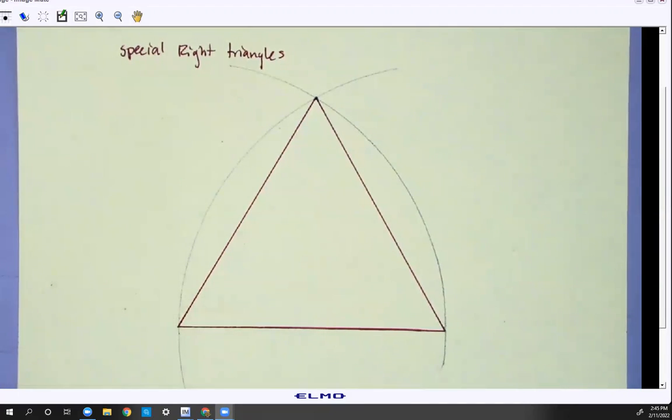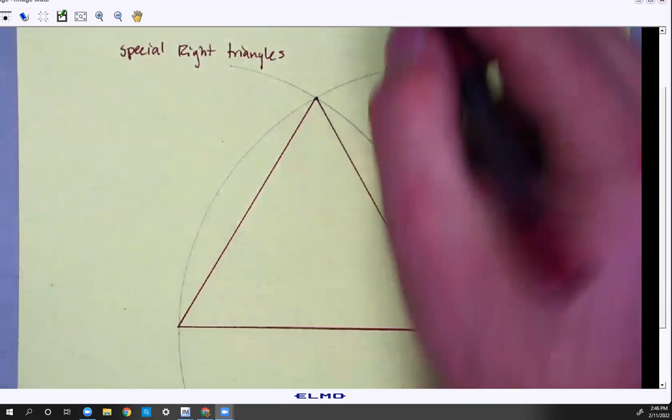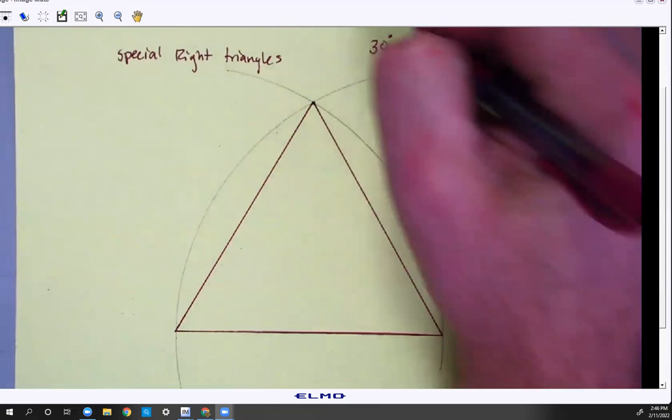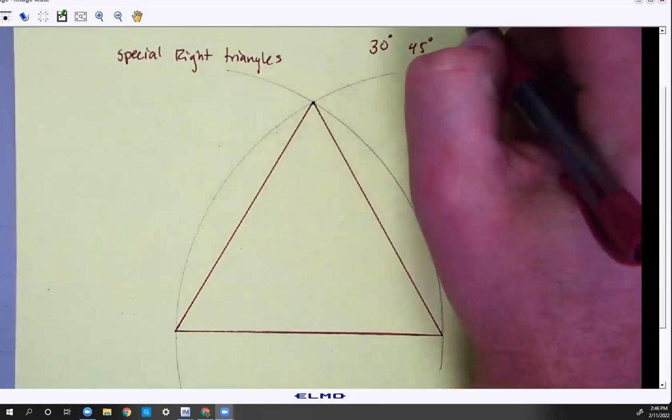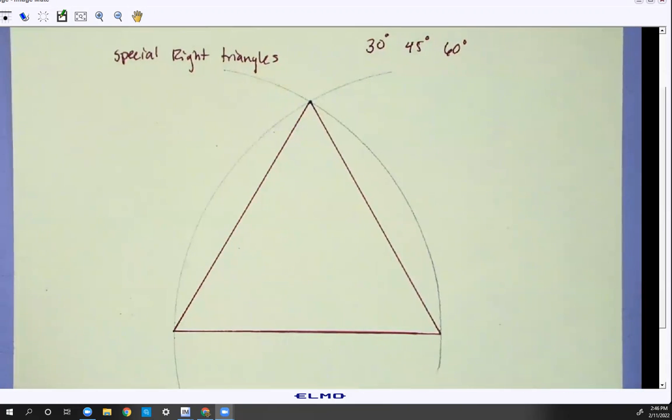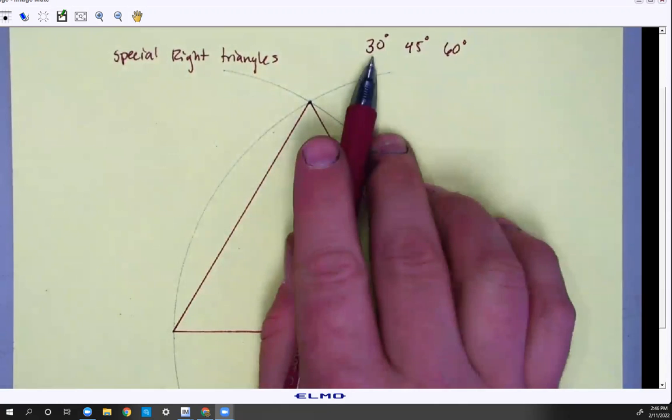I'm going to talk a little bit about the special right triangles. So in our trig section, there are three angles that we worry about the most: 30-degree angles, 45-degree angles, and 60-degree angles. Now, we don't talk about them as 30, 45, and 60.